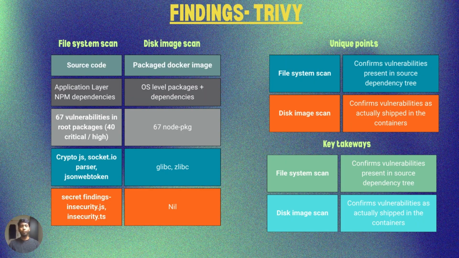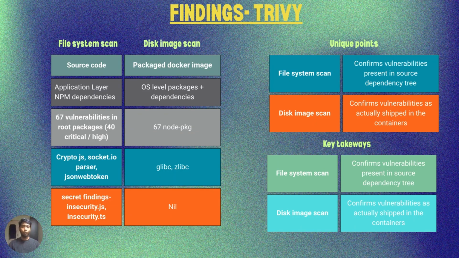If we look at some of the highest severity examples in file system, one example was crypto JavaScript, which is related to cryptography and is very critical, which basically leaks the data and the key. Then the second one is the socket IO parser, which is high, and the last one would be the JSON web token, critical. So crypto and JSON web token, these two are critical. In image scan, there are some app layer common vulnerability evaluations and some libraries such as G library C or Z library, which are medium category severity.